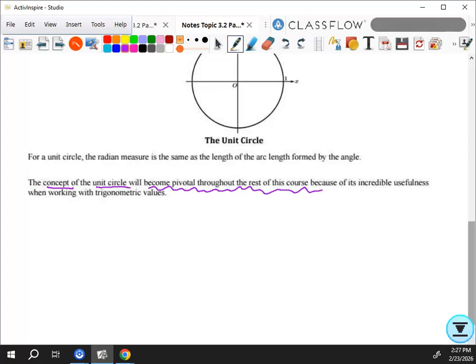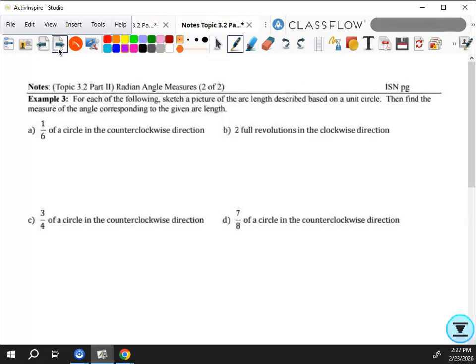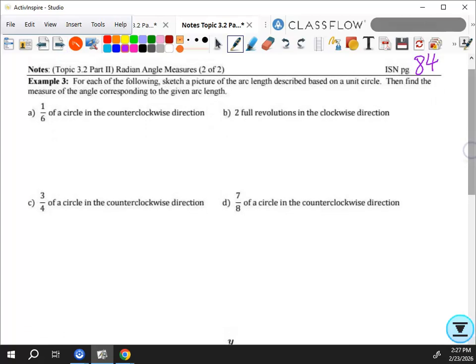All right, flip this over. Or go to the next page. I'm sorry. Or you can flip it over and go to the next page. This is going on page 84. It says, for each of the following, sketch a picture of the arc length described based on a unit circle. Then find the measure of the angle corresponding to the given arc length.